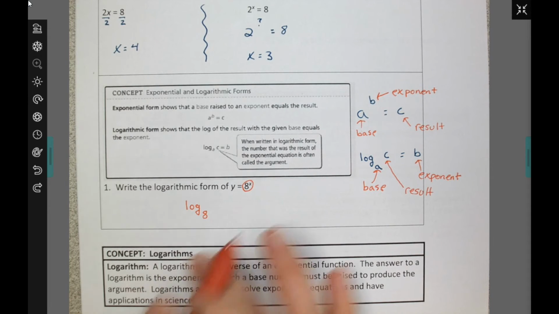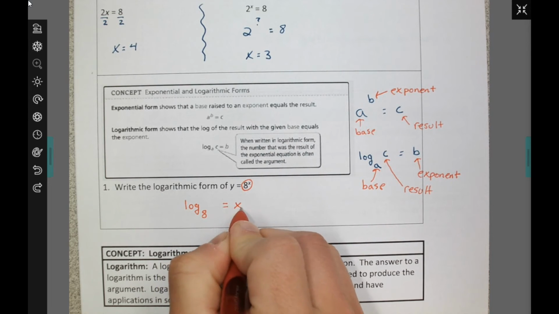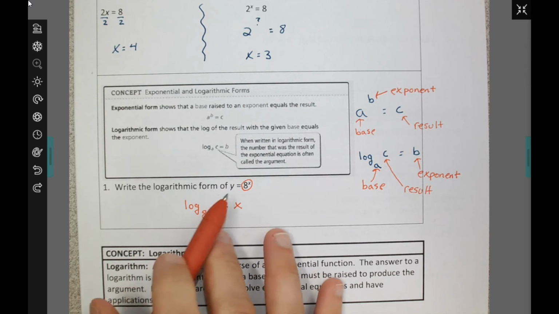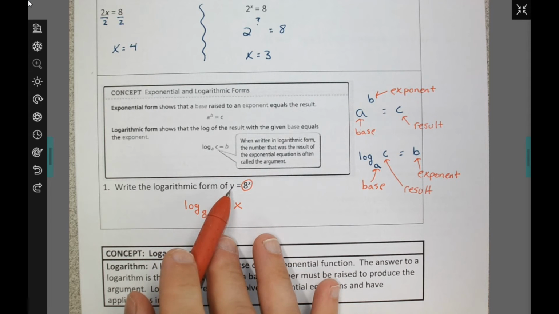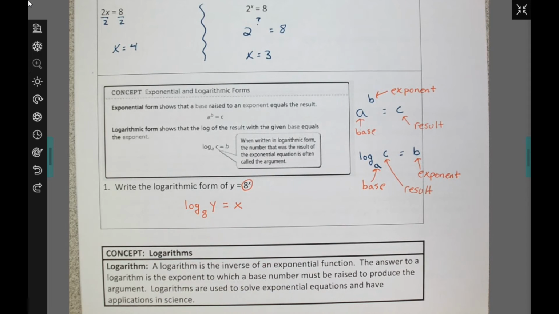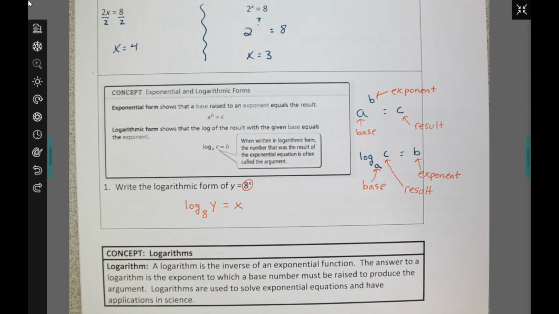From there, you need to remember that I said the exponent is always what the log equals. So I have log base 8 equals x. And then there's one last thing we have left over, and that's y. There's one spot for it to go. There's my logarithmic form right there. So log base 8 of y equals x. We're going to be going back and forth throughout the day today.